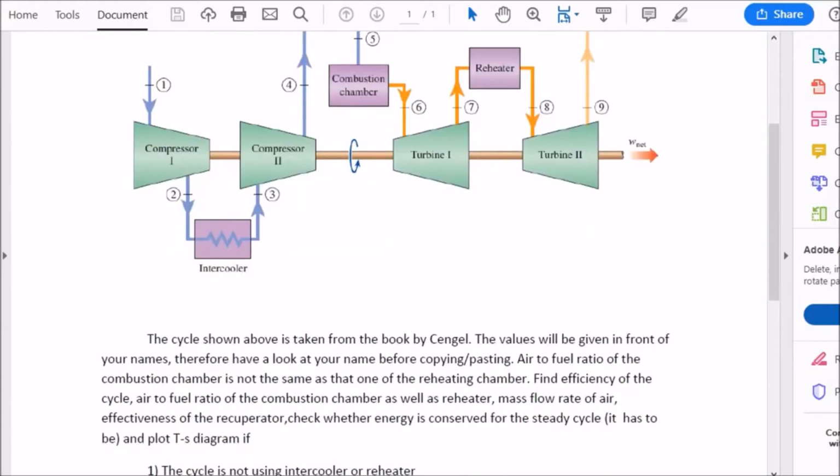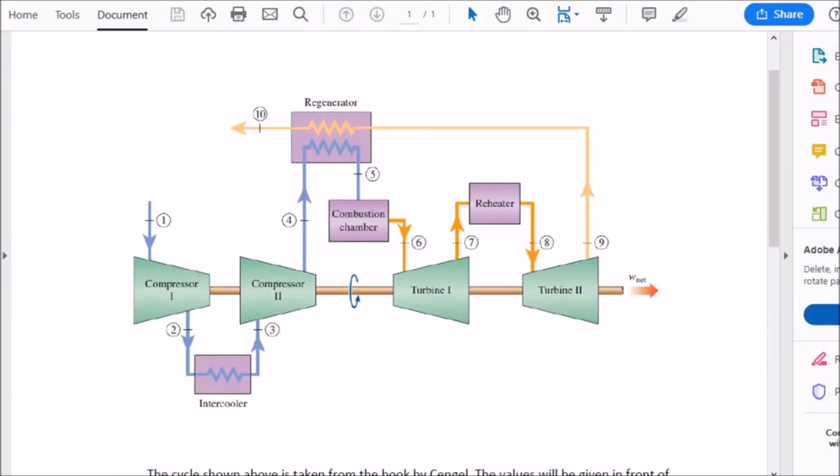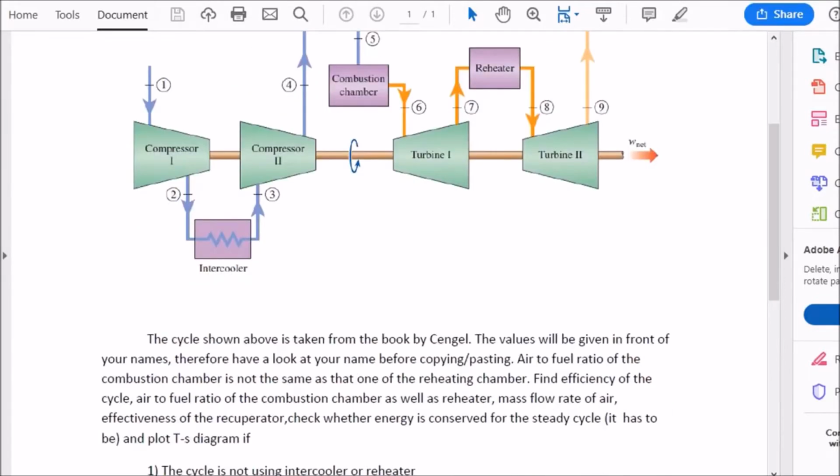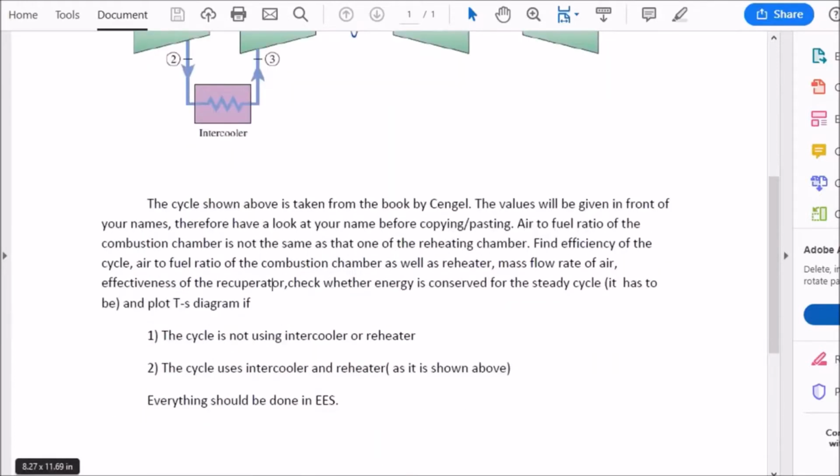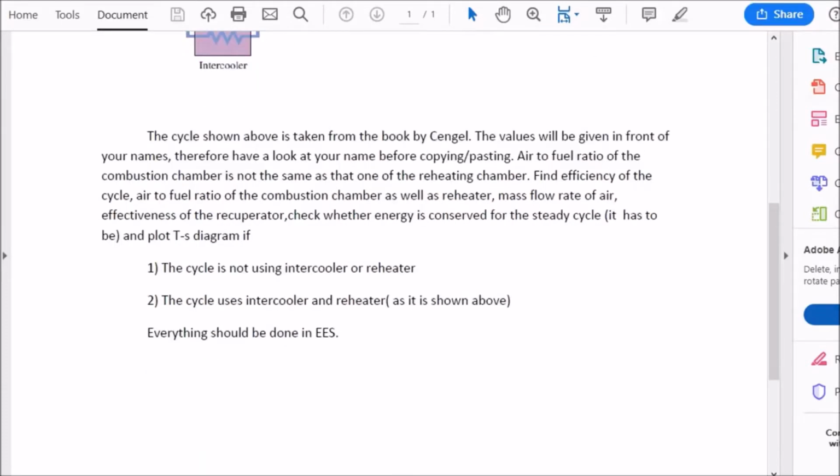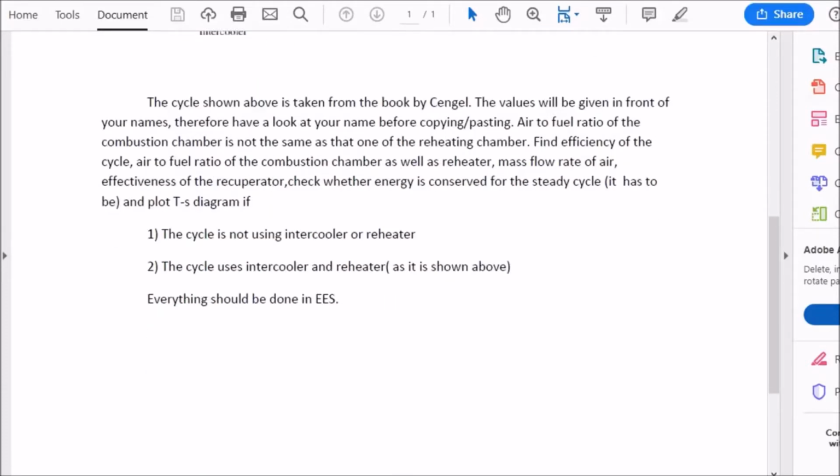What is the mass flow rate of air? The effectiveness of the recuperator, so the effectiveness of this part, and check whether energy is conserved for the steady cycle. It has to be. And plot the TS diagram if the cycle is not using an intercooler or reheater, and if the cycle uses an intercooler and reheater as shown above. Everything should be done in EES.